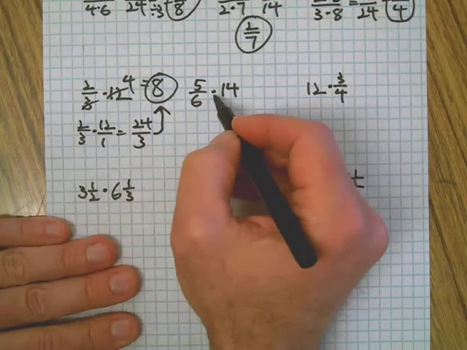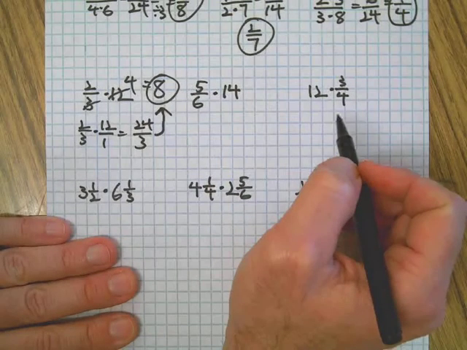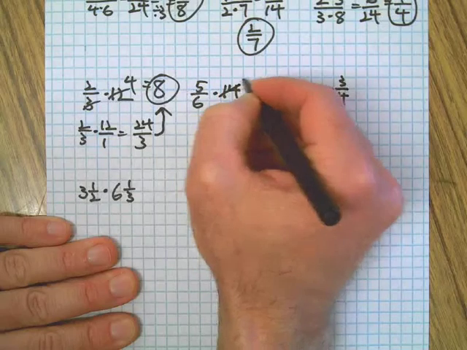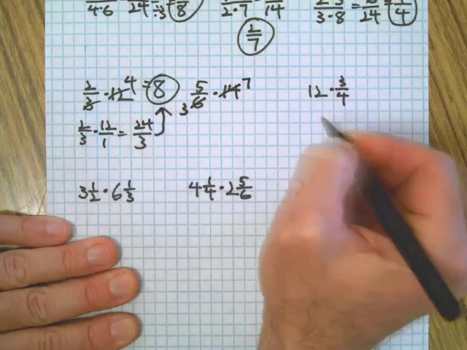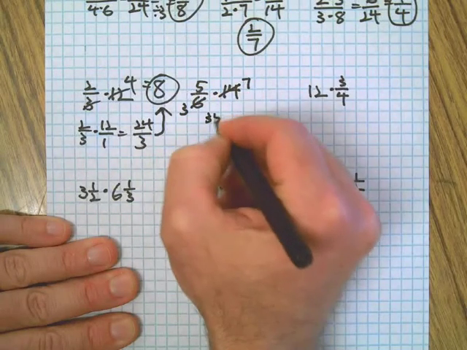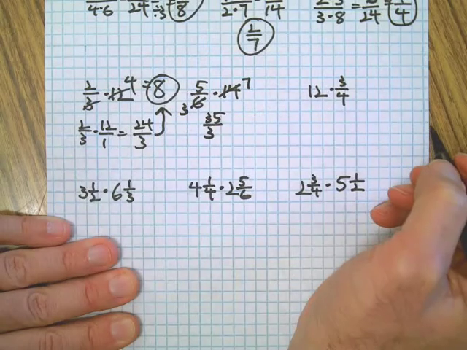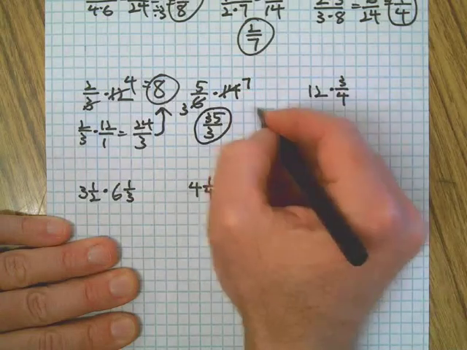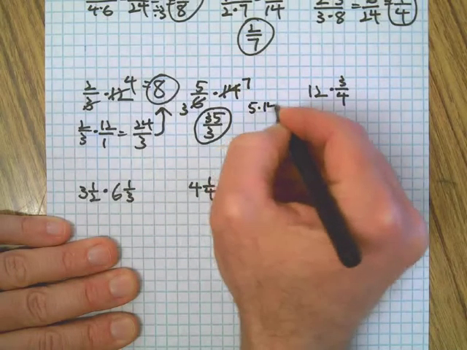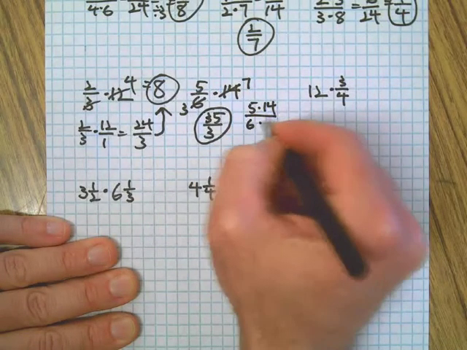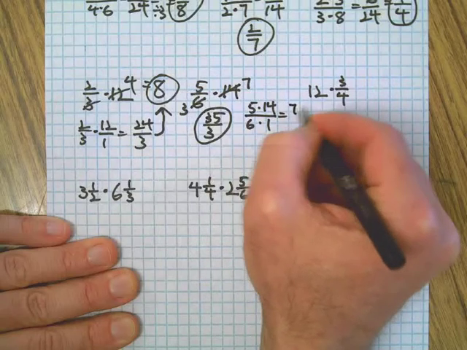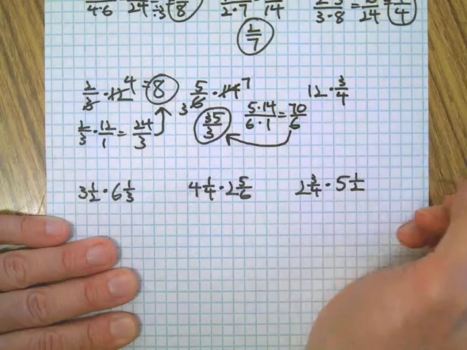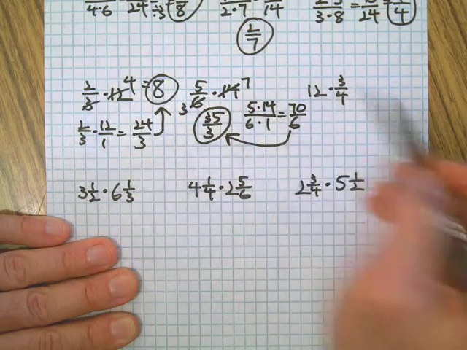Next, 5/6 times 14. I can simplify this just a little bit. I can make that a 7 and that a 3, which gives me 35/3. We could also go 5 times 14 on top of 6 times 1. Gives you 70/6, which simplifies to 35/3.